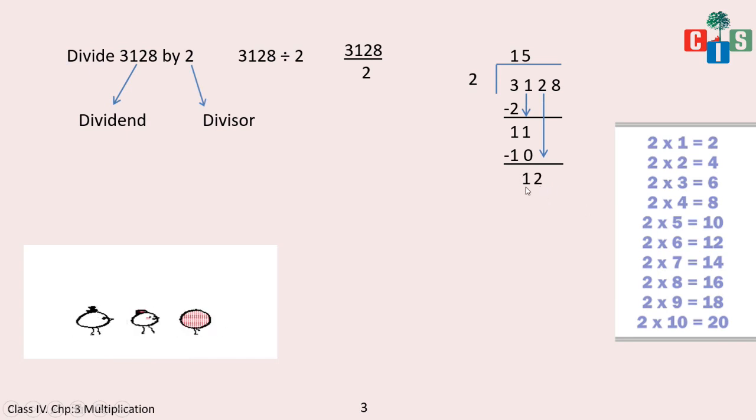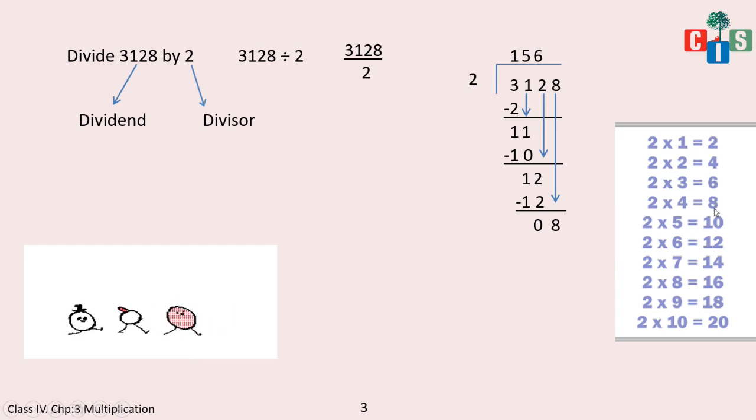That gives me 12. Now I have to check whether I have 12 in 2's table or lesser than 12. So 10 is less than 12, but I have the exact 12, so I will take the exact number. So 2 6s are 12, and 12 minus 12 will give me 0. Then I will bring this 8 down.